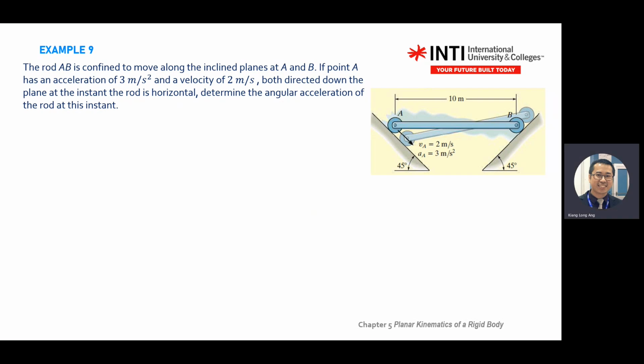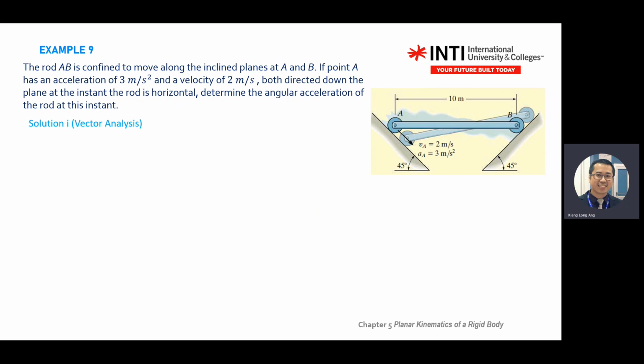Okay, so rod AB is confined to move along an inclined plane. Point A has acceleration and velocity given, both directed down the plane at the instant the rod is horizontal. Determine the angular acceleration of the rod at that instant. It means it is directed down the plane at the instant the rod is horizontal. So horizontal means here, right? So you pull it from somewhere up here, and then it becomes horizontal.